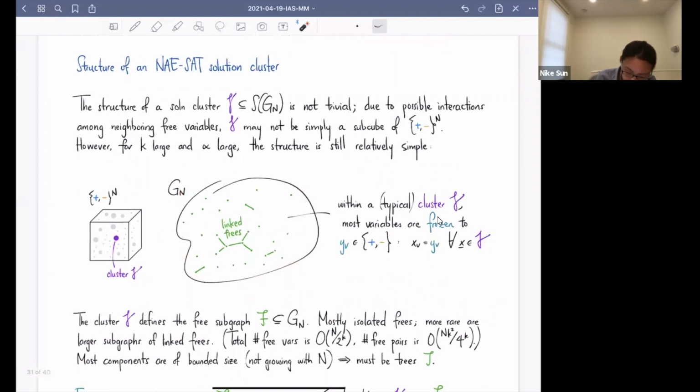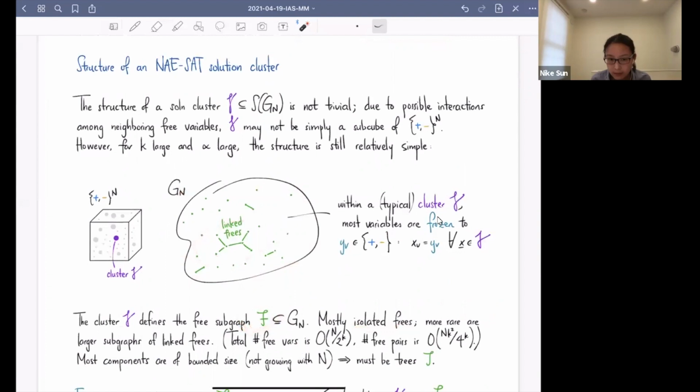Okay, so I will call F this subgraph of free things. And again, it's mostly just isolated free variables. So it's a single free variable, and everything around it is frozen to plus or minus. And then more rare are these larger subgraphs where you have things that are linked.